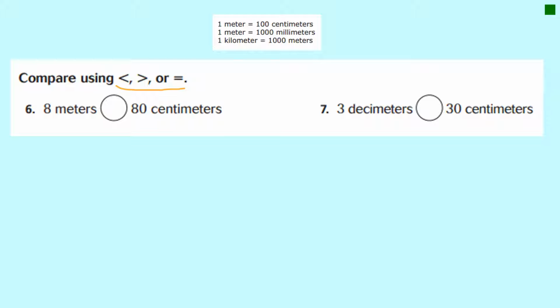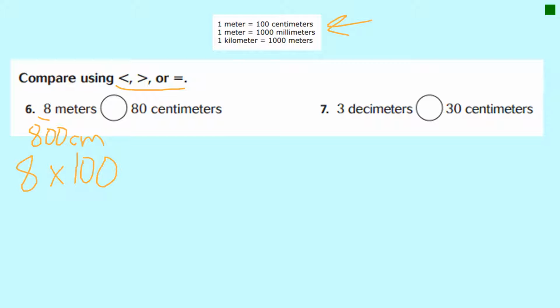Okay, so number 6. 8 meters is greater than, less than, or equal to 80 centimeters. Oh, now our chart's coming in handy. Thank you, chart. Okay, so 1 meter, look from meters to centimeters. 1 meter equals 100 centimeters. If 1 meter equals 100 centimeters, 8 meters would be 8 sets of 100 centimeters. So 8 meters is 800 centimeters.